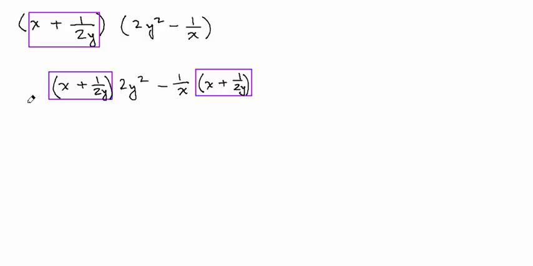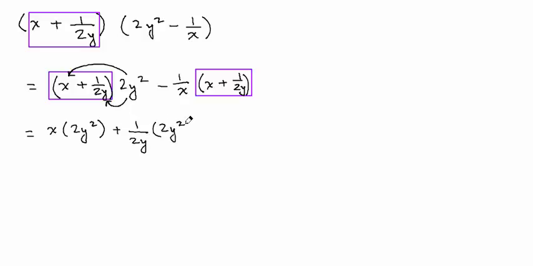So that's equal to this, distributing the 2y square on this and then on this, we get x times 2y square plus 1 over 2y times 2y square. Eventually some of these factors will cross off, and then distributing the 1 over x on this one and on this one, minus 1 over x times x minus 1 over x times 1 over 2y. Time for us to simplify.